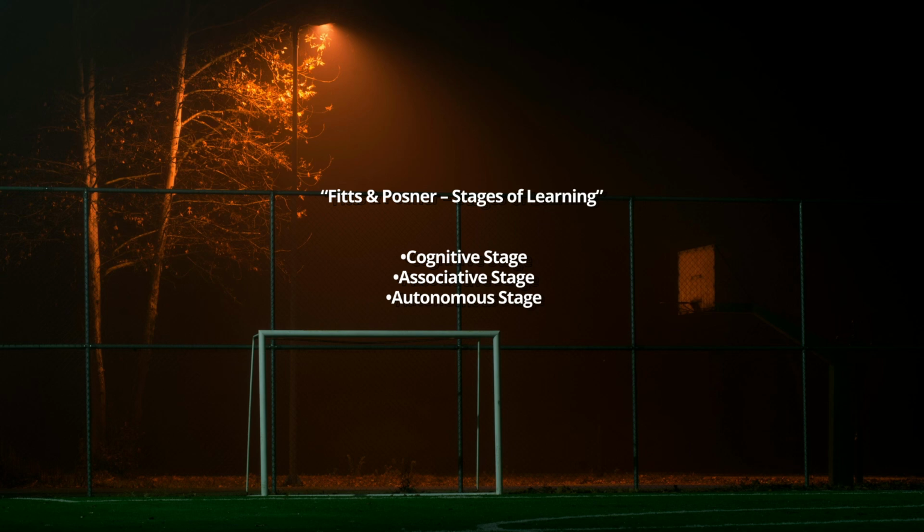mistakes. When I first started learning how to shoot a soccer ball, I was in the cognitive stage because I was thinking about every step, the run up, the plant foot, the contact, and the follow through. The associative stage is where the skill becomes smoother and more consistent. That's where I am right now with shooting. I understand the technique and most of my errors are smaller and easier to correct.